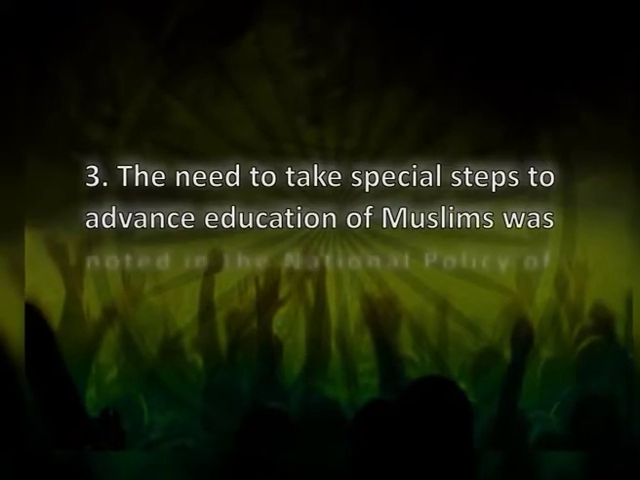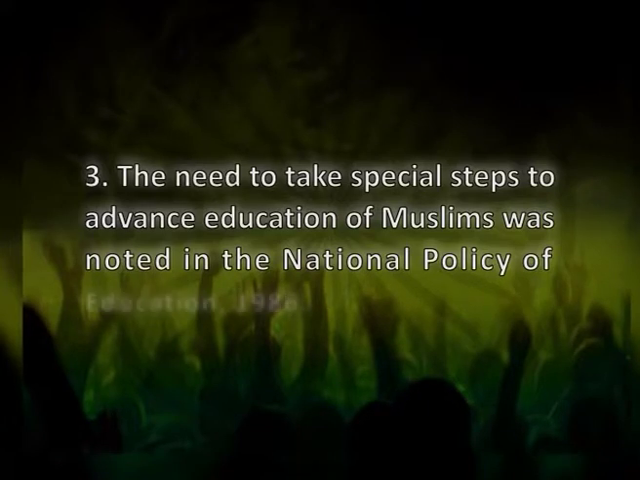Number 3, the need to take special steps to advance education of Muslims was noted in the National Policy of Education 1986, its program of action revised in 1992 and led to the formulation of the Area Intensive Educational Development for Educationally Backward Minorities as a central government scheme of the Ministry of Human Resource Development. The policy recognized the need for giving greater attention to the education of the minority groups in the interest of equality and social justice.